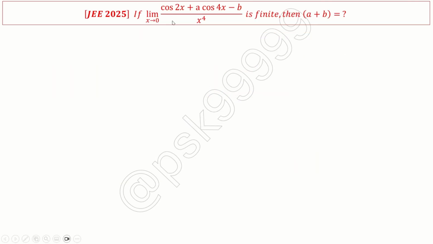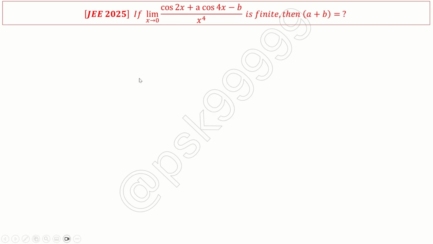The limit as x tends to 0 of (cos 2x plus a cos 4x minus b) divided by x to the power of 4 is finite, meaning defined. Then what is a plus b? This is one problem where you can actually use L'Hospital's rule and solve it. You have to take up to almost 3 to 4 derivatives of numerator and denominator, but that is not a big deal, you can actually do it.